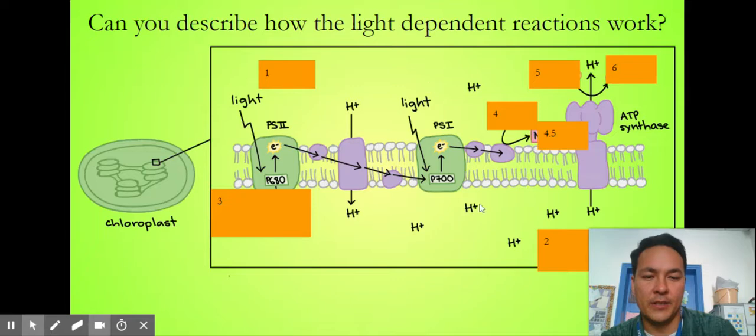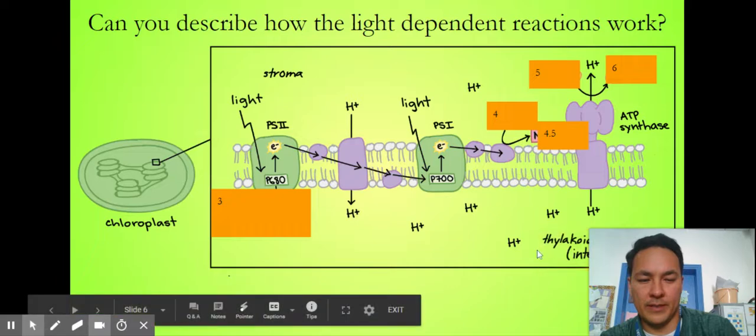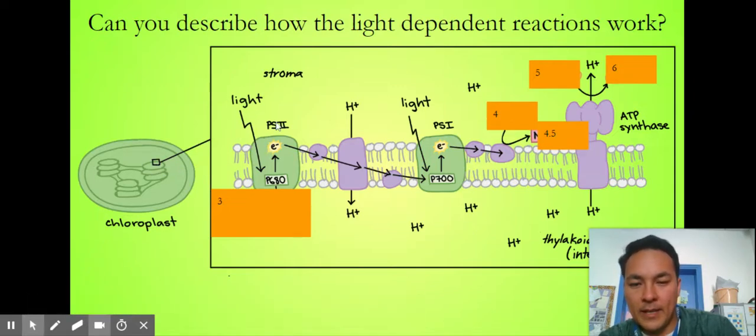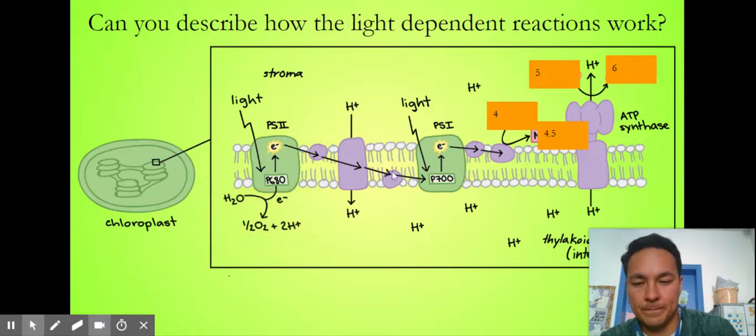So pause the video, use a word bank, see if you can figure out what's going on again here. So number one, this would be the stroma on the outside. Number two, this would be the thylakoid, or the inside of the thylakoid here. So light's going to hit this membrane, and it's going to hit it all over, right? But as it hits these certain spots called photosystems, it's going to hit a specific molecule called chlorophyll.